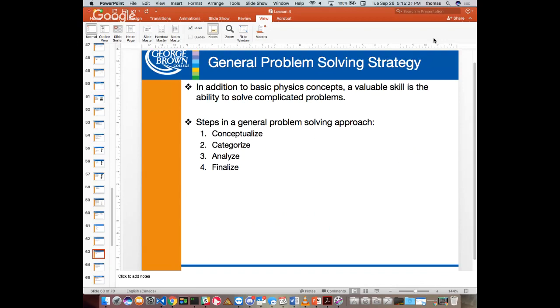1, we have to figure out how the heck we're going to conceptualize this thing. And what are we going to use?